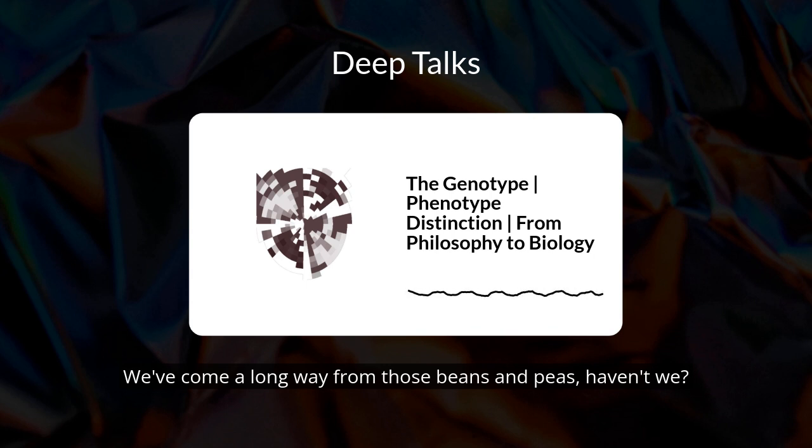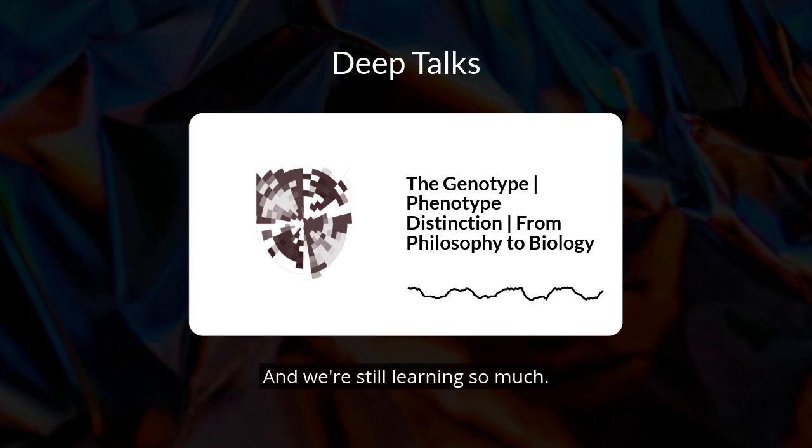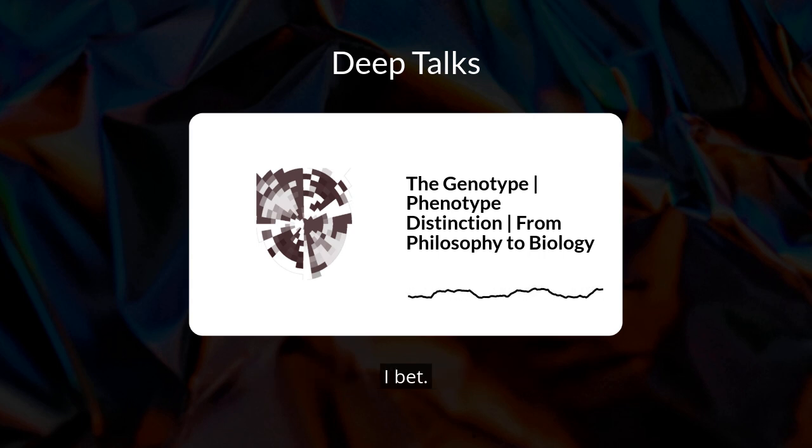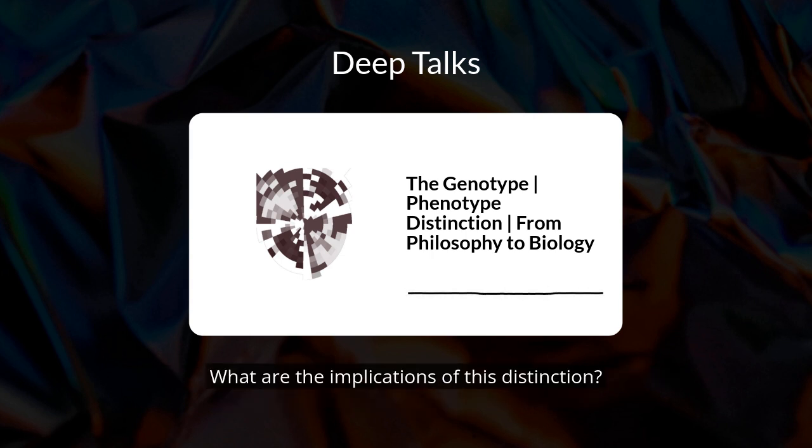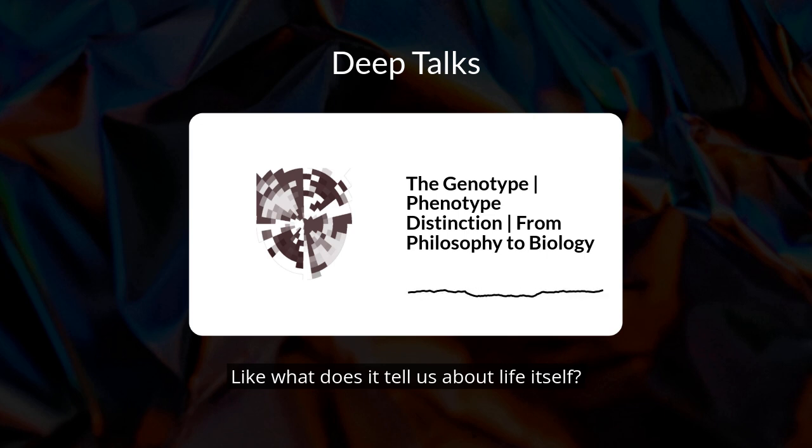We've come a long way from those beans and peas, haven't we? We have. This is incredible. And we're still learning so much. I bet. So we've talked about the science, but I think what's even more interesting is, what does this all mean? What are the implications of this distinction? Right. What does it tell us about life itself? Exactly. Especially for a philosopher.